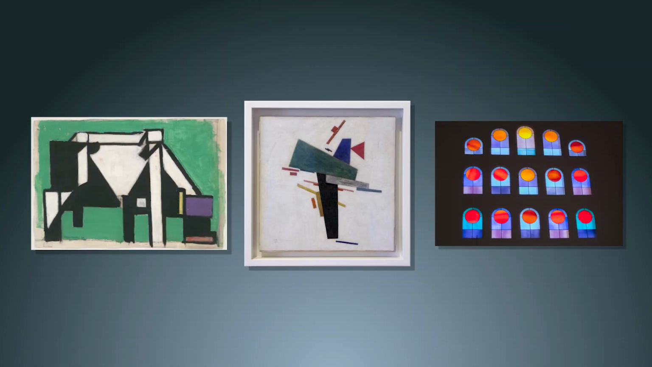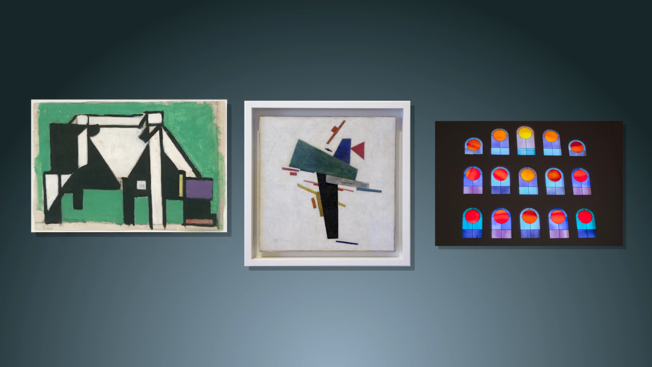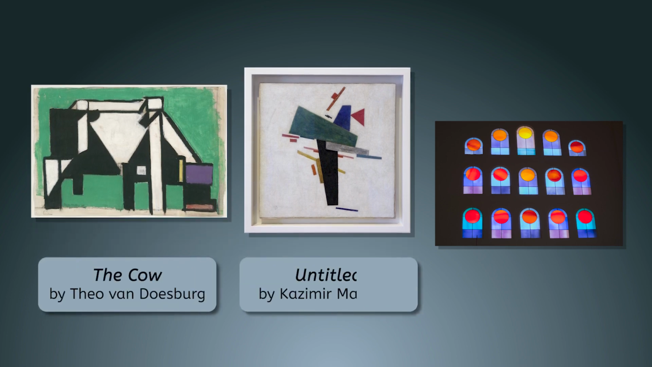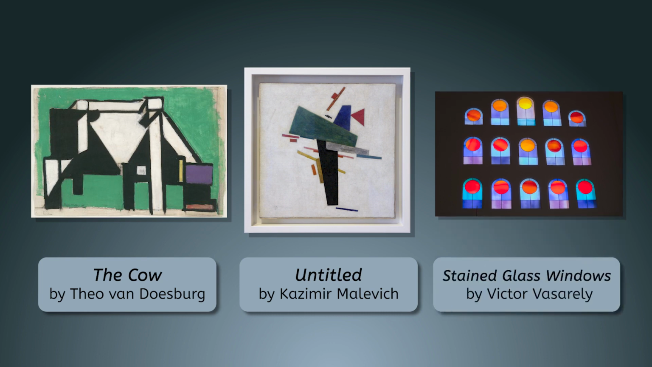Let's take a look at a few artworks. They include The Cow by Theo van Doesburg, Untitled by Kazimir Malevich, and Stained Glass Windows by Victor Vasarely. Each of these demonstrates a heavy use of the element of shape, specifically geometric shape. We'll return to these shortly and identify some of the visible shapes.